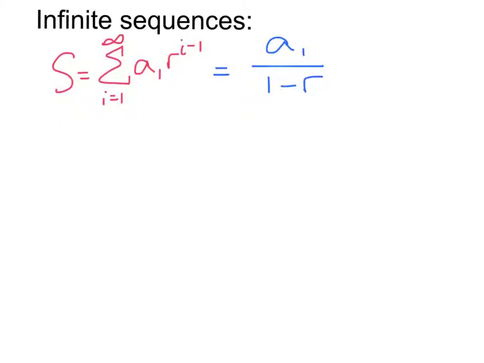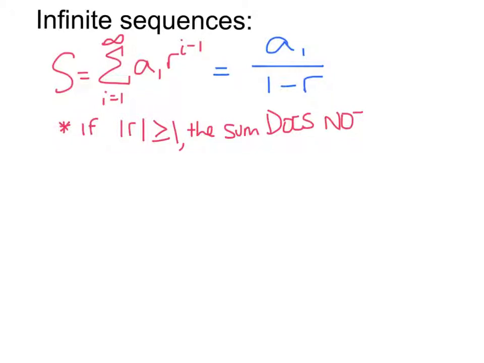Okay, but we have to note, if the absolute value of that r is greater than or equal to 1, the sum does not exist. It would just keep getting bigger and bigger, and so it would just become infinite, and it doesn't converge to a number.